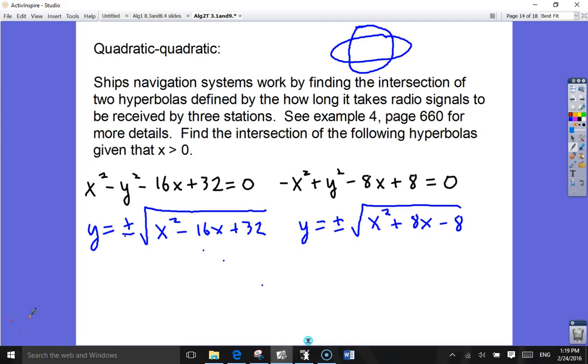If I solve these for y, I get these two equations. How many lines is that going to take to enter into the calculator? It's going to take four, because each hyperbola takes up two, right? I need to put in the positive and the negative, the positive and the negative. Let's see what that looks like. I'll try to put it in the calculator.